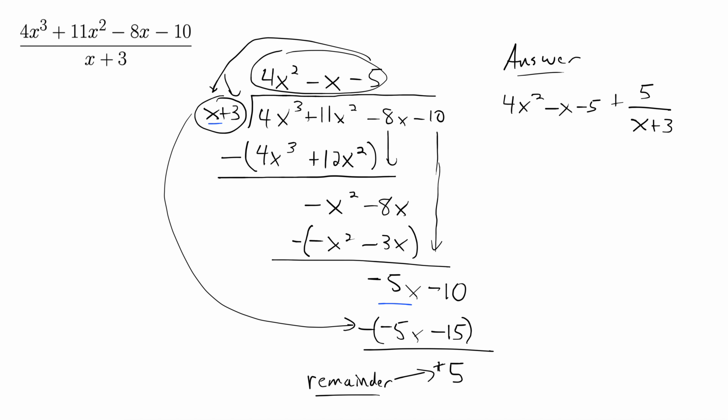Okay, so this part here is always remainder divided by the divisor. And then you get the sign from whatever sign your remainder has right there. All right, and there you have it.